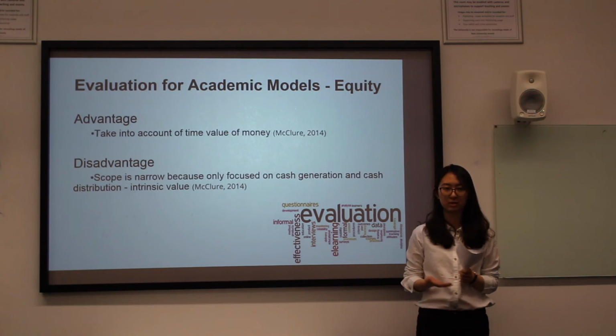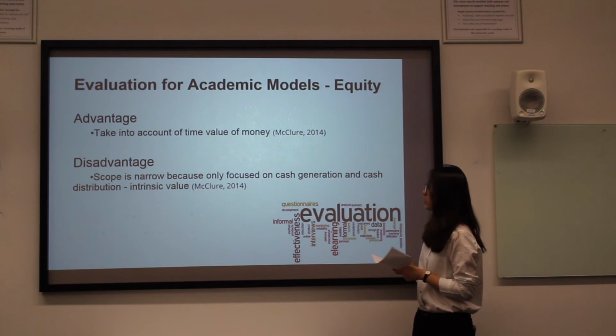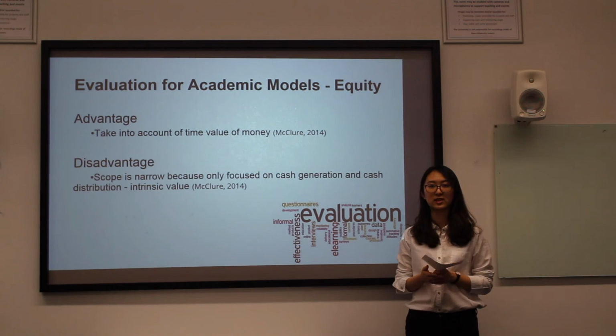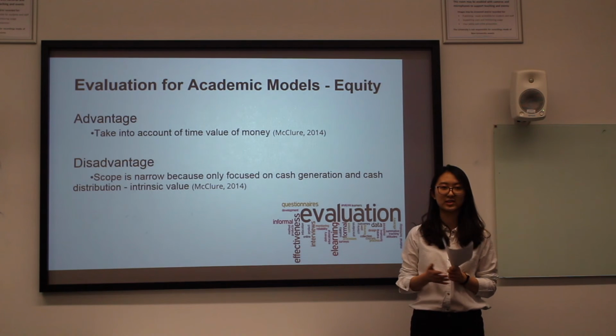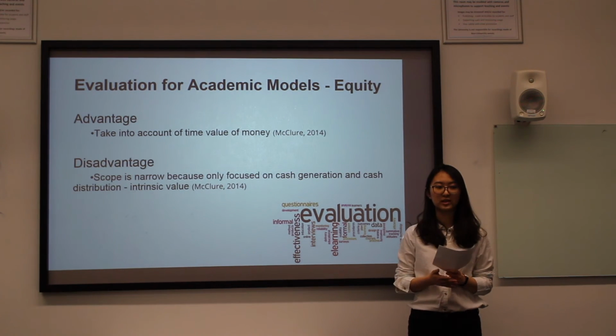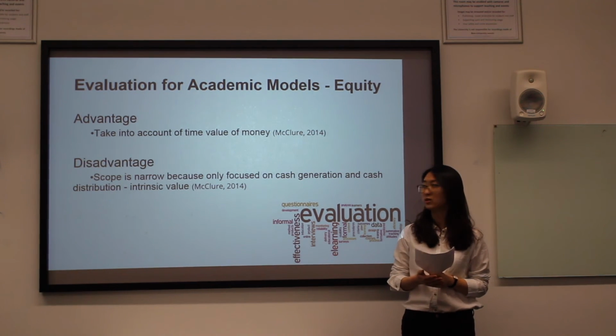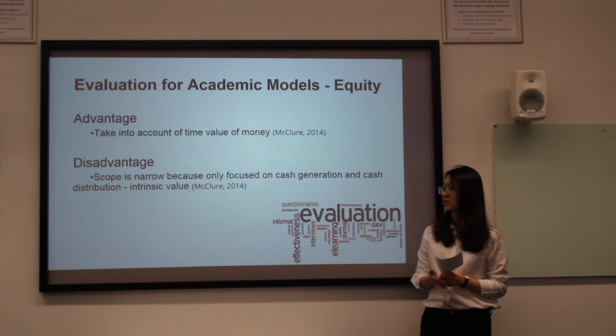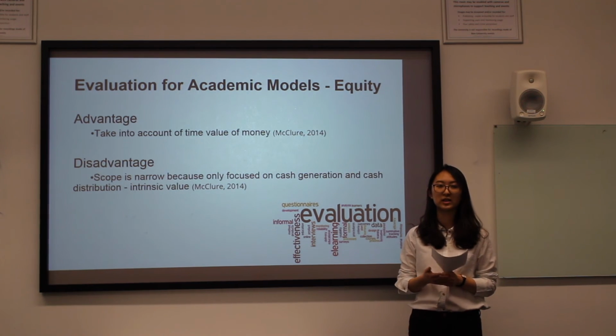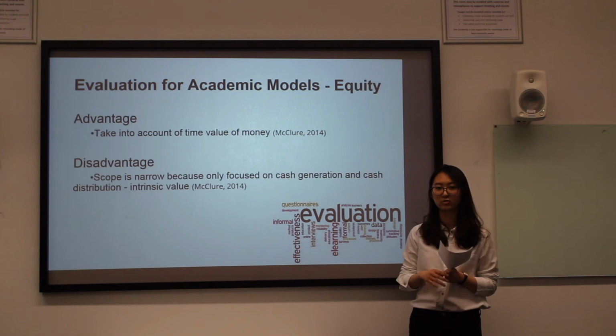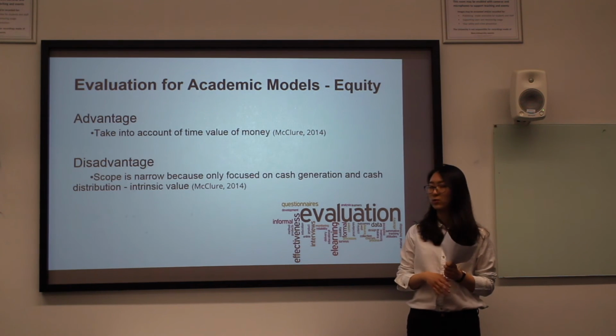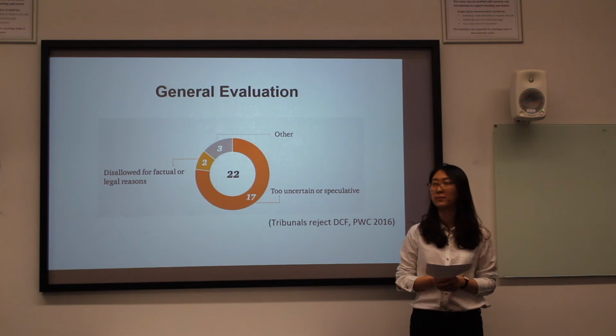And moving on to academic models, they weigh more in that they take into account the time value of money, such as previously mentioned by Vu, the DDM model and the DCF model. But the disadvantage is that the scope is too narrow because it only considers the company's cash generation and cash distribution, which reflects the intrinsic value of the firm.